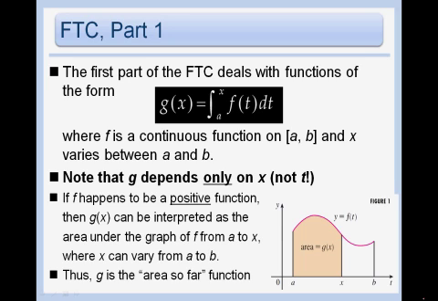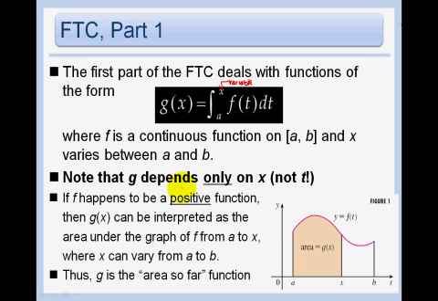The first part of the fundamental theorem of calculus deals with functions of the form g of x equals the integral from a to x of f of t dt, where f is a continuous function on the interval from a to b and x varies between a and b. So now what we're saying is we're going from a, which is a point, to some other point, which is a variable. X is a variable, and that is the key here. It's a variable that is somewhere between a and b.